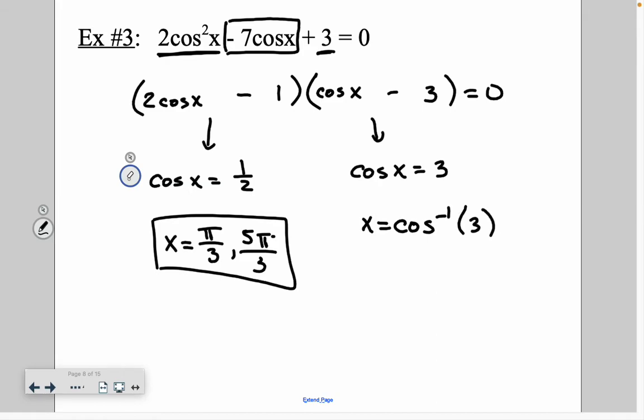What I want you to do real quickly, take out your graphing calculator. There's 2 reasons I want you to have your graphing calculator out. That's one of the reasons. No, radians. So reason number 1. Okay, I'll wait.